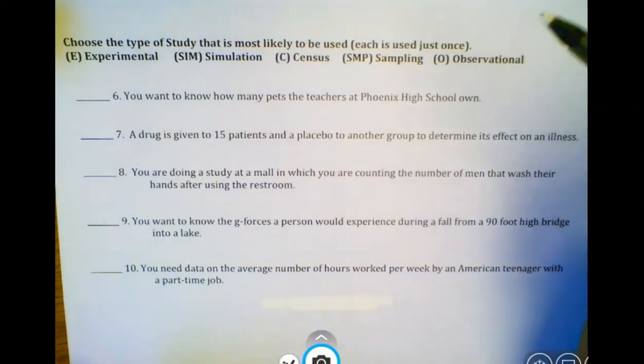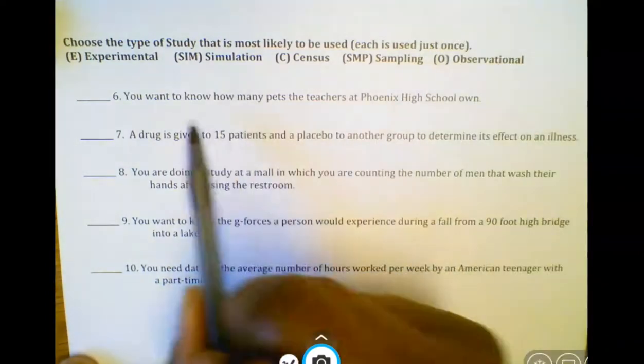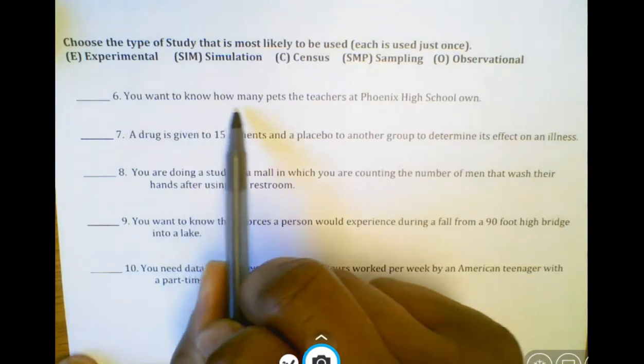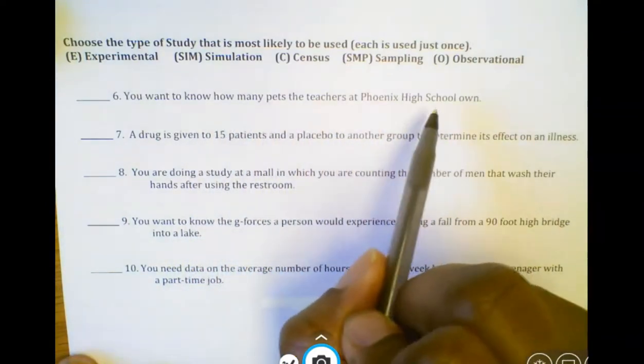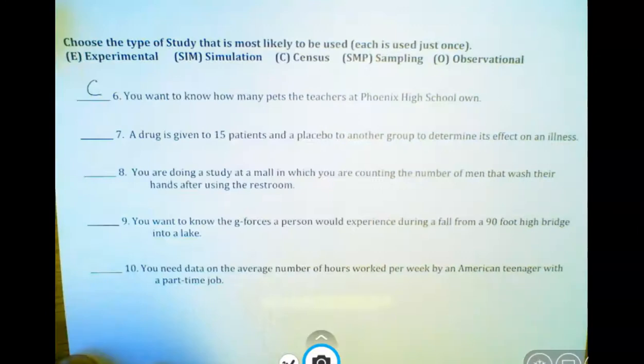All right, it's been about 3 minutes. Hopefully you had a chance to think about it. It says you want to know how many pets the teachers at Phoenix High School own. So that's a census. You would just ask them all.